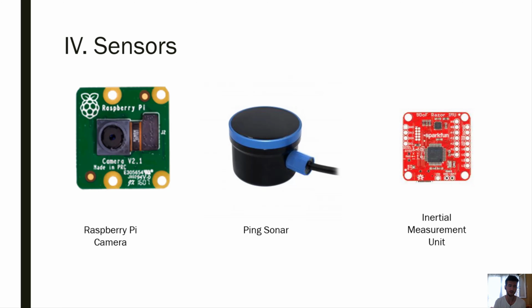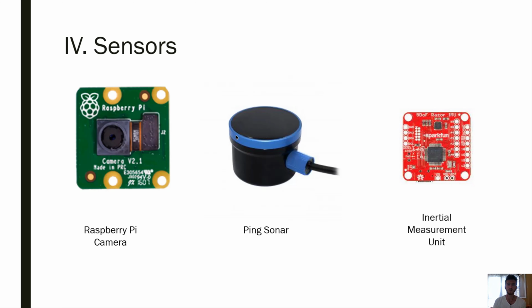First, we have Raspberry Pi camera. This camera allows us to survey the area which the robot is working or moving. Captured videos from the camera can be displayed on the operator console in real time using a ROS package called Raspicam. Secondly, we have ping sonar.